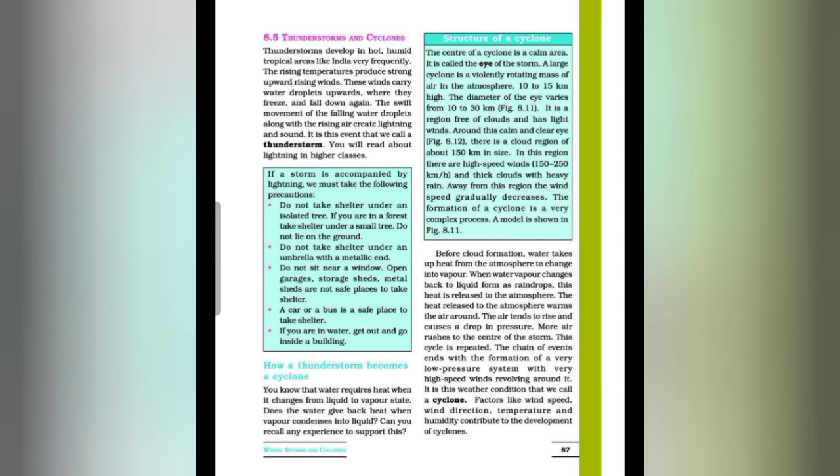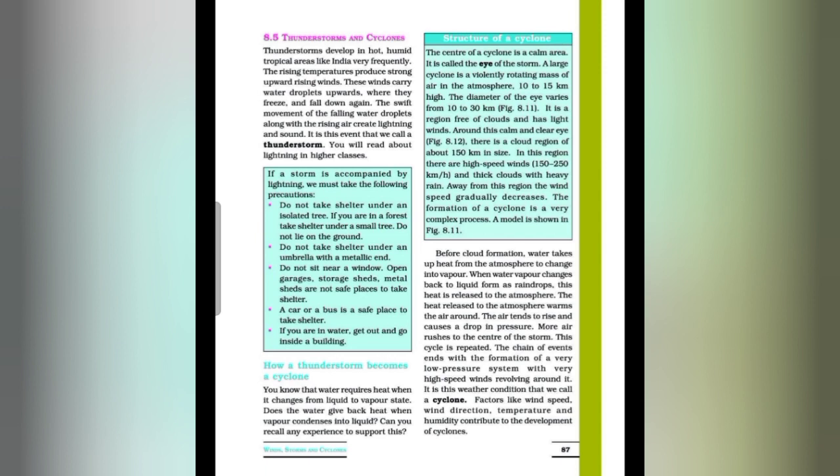And students, we have to discuss what precautions we have to take during lightning. Do not take shelter under an isolated tree. If you are in the forest, take shelter under a small tree. Do not lie on the ground. Do not take shelter under an umbrella with a metallic end, because metal is a good conductor of electricity. Do not sit near a window, open garage, or storage sheds. Metal sheds are not a safe place to take shelter.